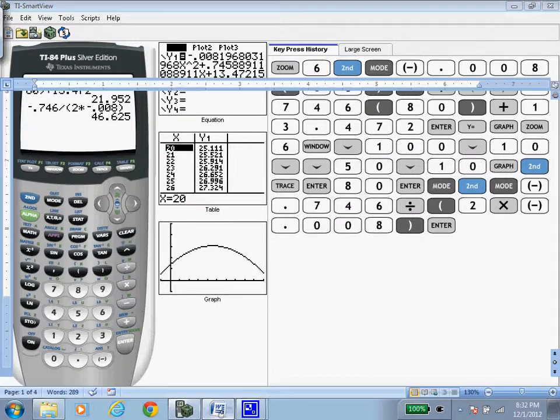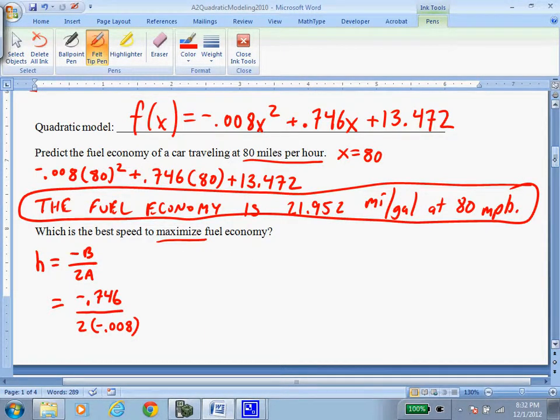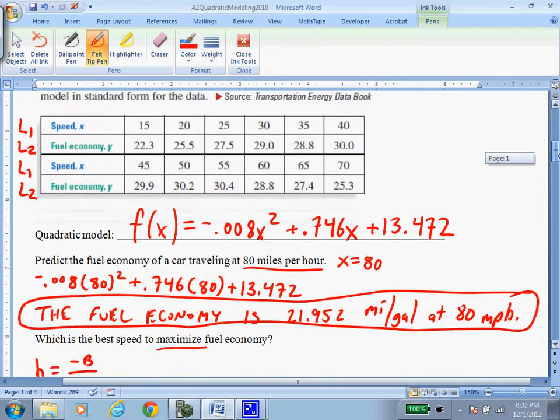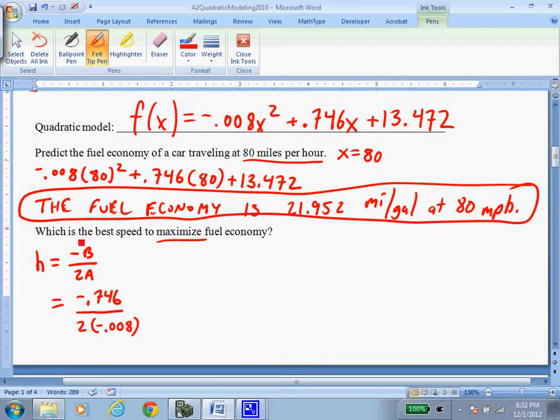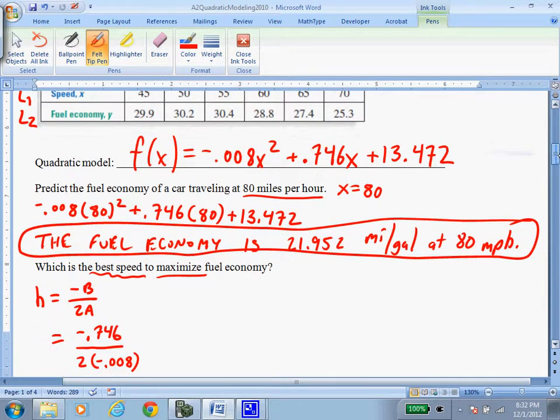And again, we have to read really, really carefully. You'll notice that, again, x represents speed. I was being asked for the speed. So therefore, the x value of the vertex is going to answer that question. However, if the question was asking me to find the maximum fuel economy, then I would have to find the k value of the vertex and answer with the y value. So again, very important that you read the questions carefully and you pay really close attention to what the definition of the variables are.